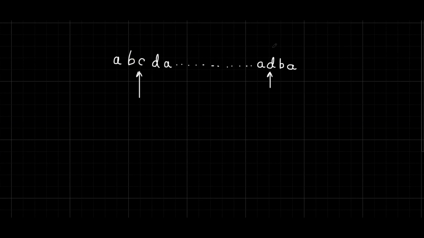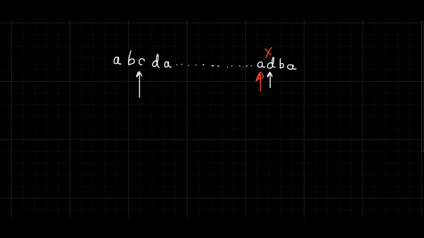So here, according to the problem statement, we can skip at most one character. That means either I can skip C and move the start pointer to this D, or I can skip this D and move the end pointer to this A, and continue the iteration.